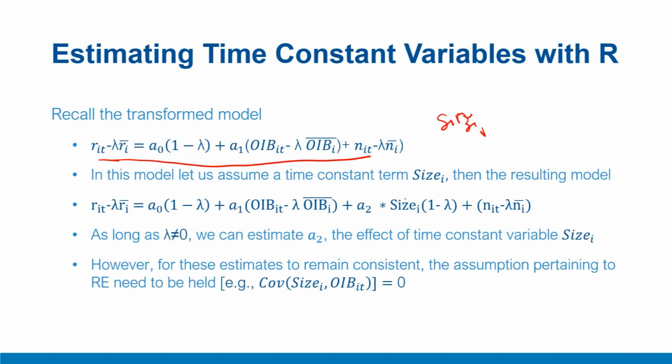Now, because this term is time constant, the transformed model will add another term, which is size i into 1 minus lambda, similar to this term. As long as the estimated lambda is not equal to 0, that is, the model is not pooled OLS, we can estimate its coefficient A2. As long as this lambda is not 0, we can estimate the effect of the time constant variable size. However, please note again, for these estimates A1, A2, A0 to remain consistent, the assumption pertaining to random effects, that is, covariance between this time invariant term size and OIB, needs to be 0.